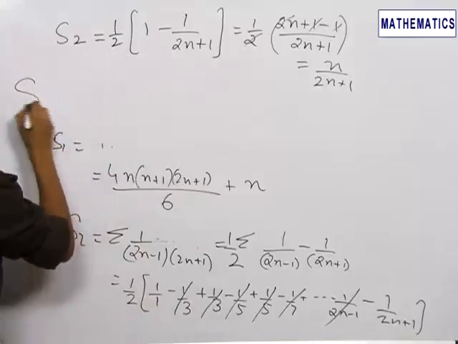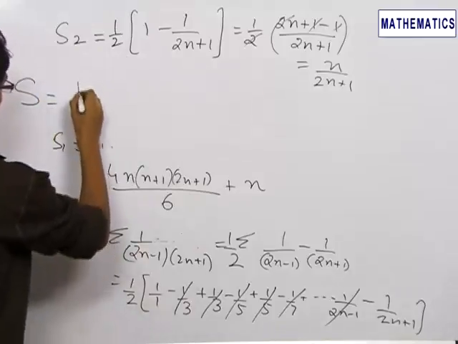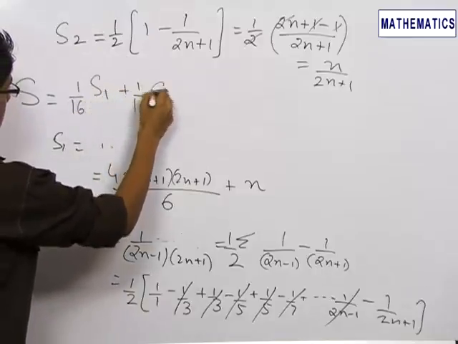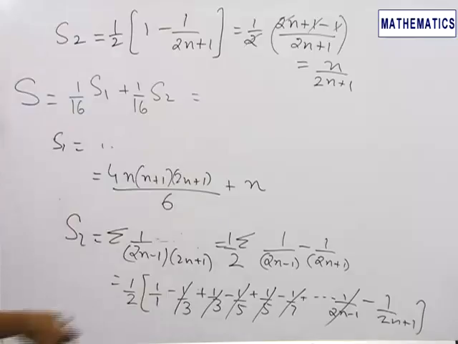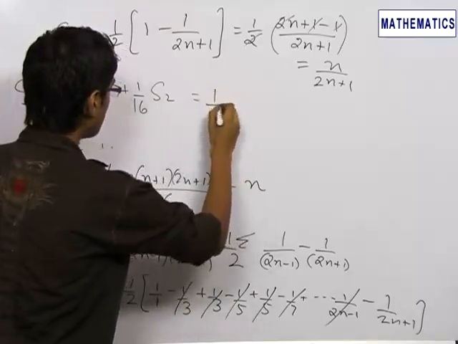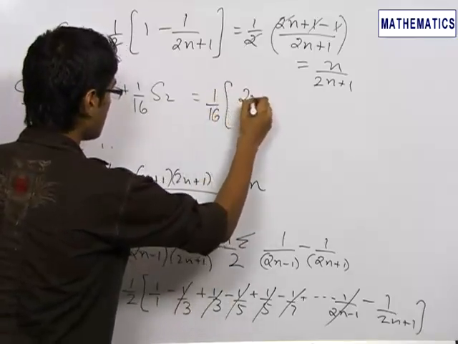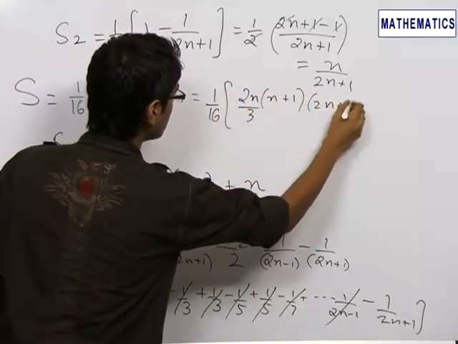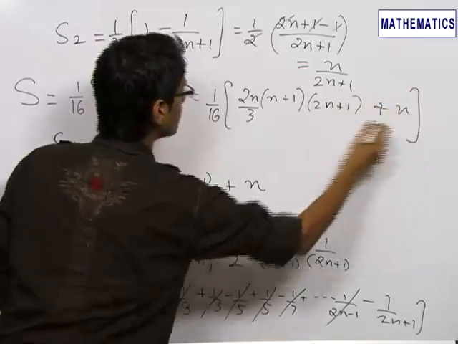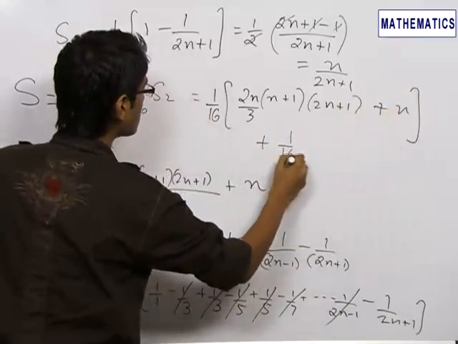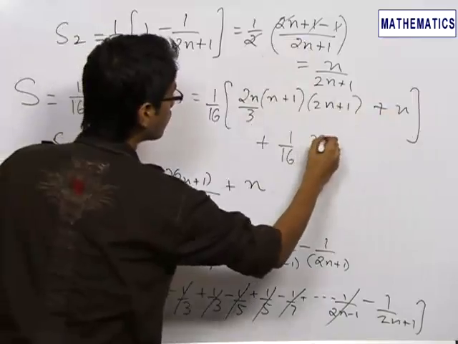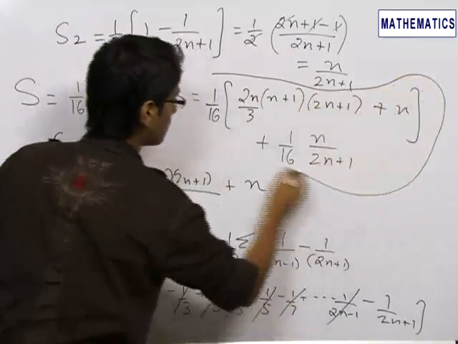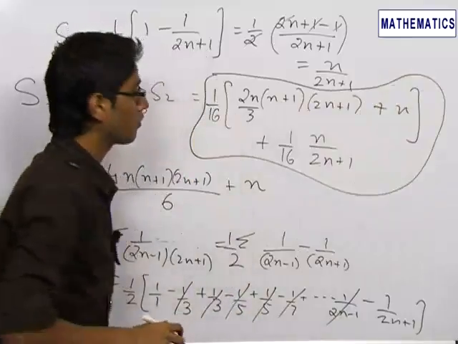So our final answer of sum will be equal to 1 by 16 times S1 plus 1 by 16 times S2, which will be equal to 1 by 16 times (2n by 3 into (n plus 1) into (2n plus 1) plus n) plus 1 by 16 times S2, which is equal to n upon 2n plus 1. So this is our final result of the sum of the series.